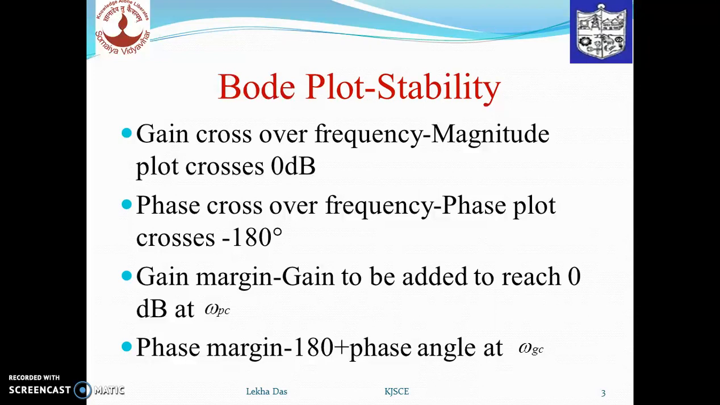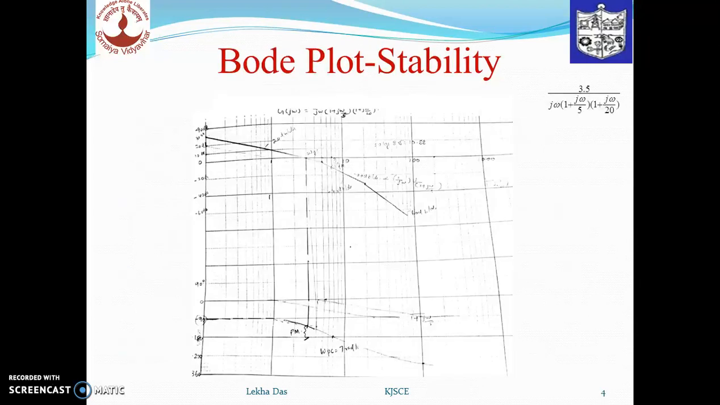Gain margin is the gain to be added to reach 0 decibel at omega PC or phase crossover frequency, and phase margin is 180 plus the phase angle at gain crossover frequency omega GC. We will do this with an example.